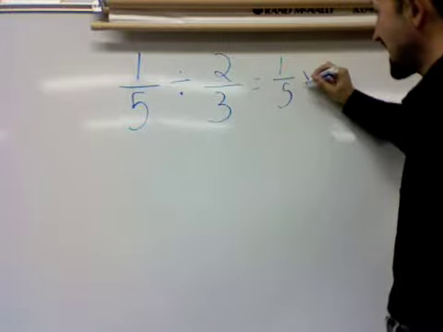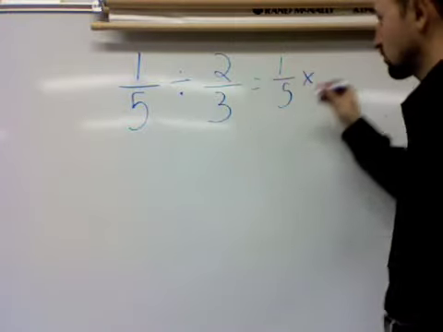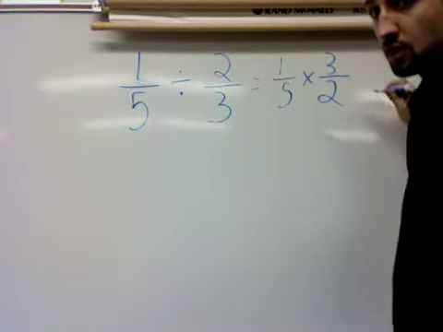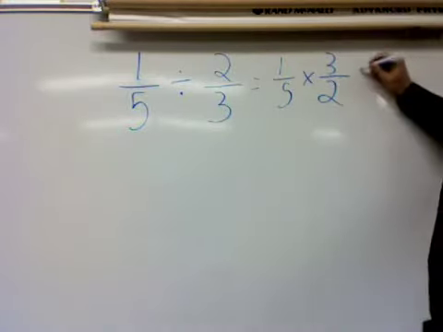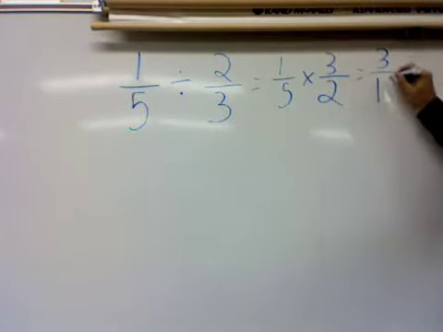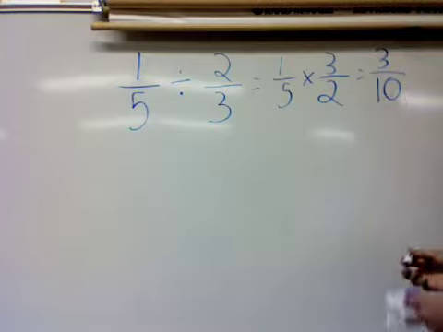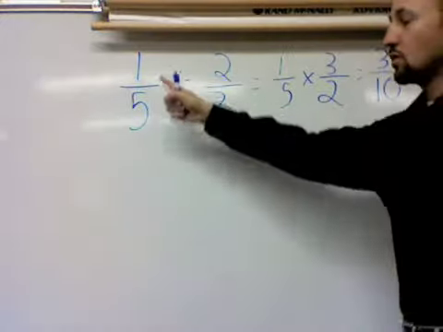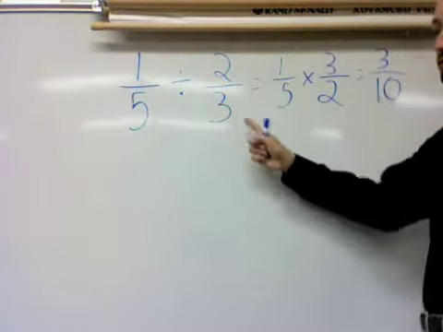1/5 times the reciprocal of 2/3, which is 3/2. If I do this now, 1 times 3 is 3. 5 times 2 is 10. 3/10 can't be reduced, can't be simplified, so this problem is now done. And all I had to do was multiply 1/5 times the reciprocal of 2/3.